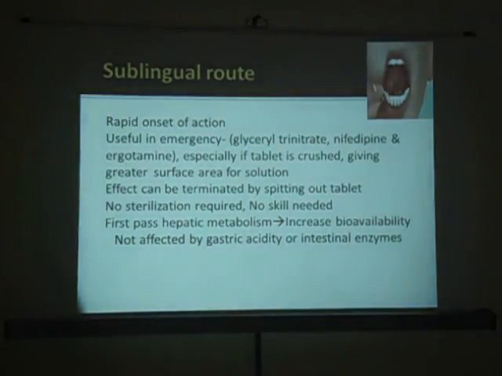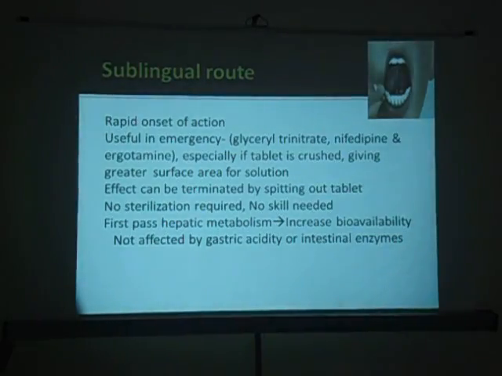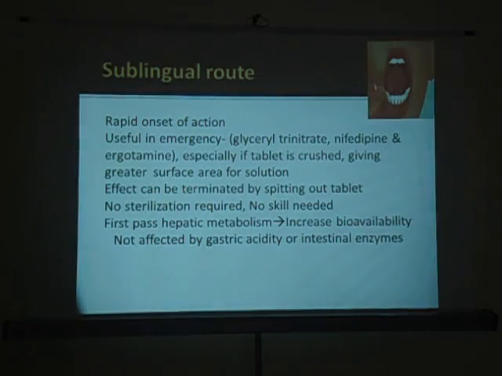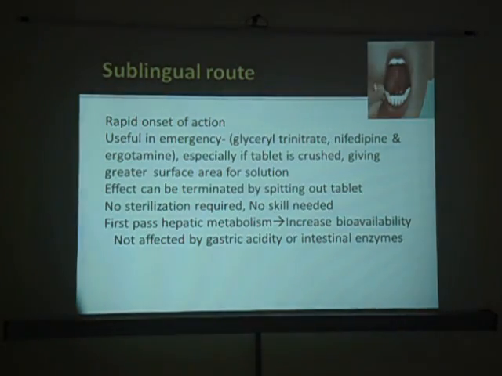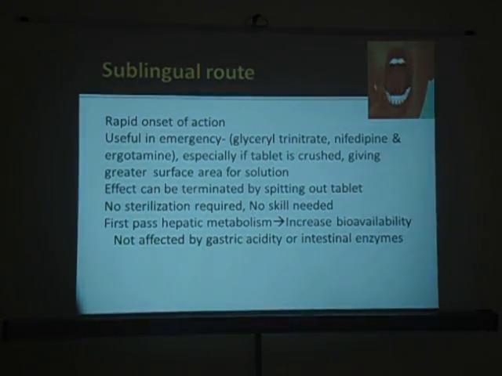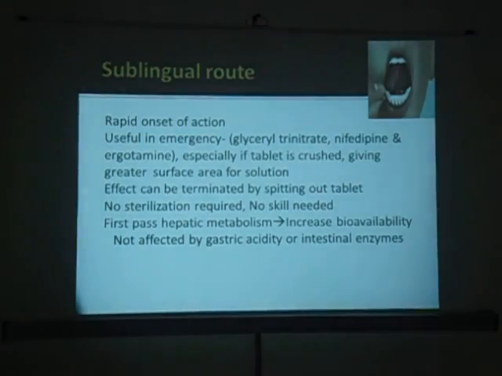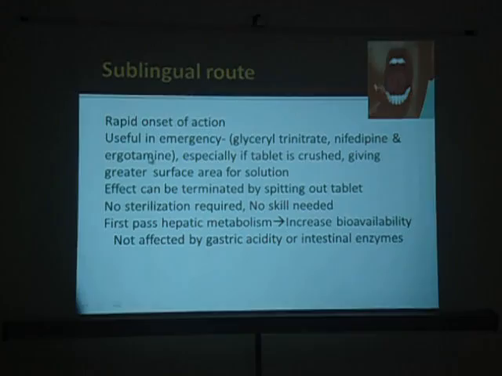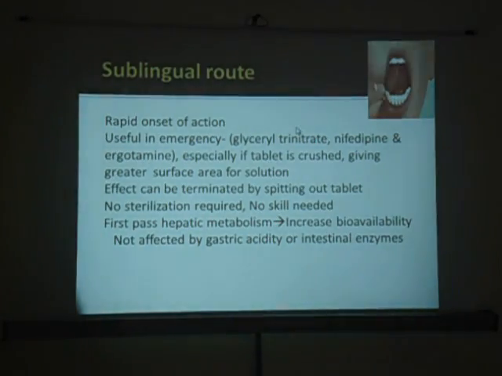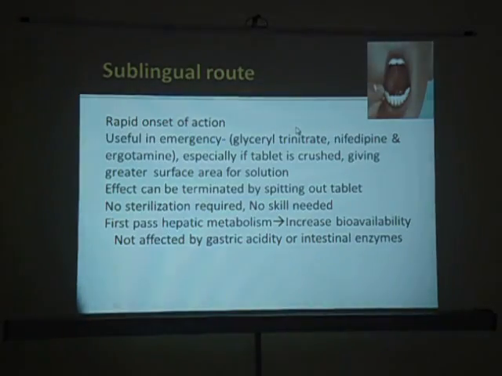So here what is happening? There are sublingual veins which are helping in direct absorption of the drug directly into the systemic circulation, bypassing the first pass metabolism. So it is useful in emergencies, maybe like angina. We use the anti-anginal drugs, that is nitrates, glyceryl trinitrate, nifedipine. Nifedipine is used as an antihypertensive drug. It is a calcium channel blocker, and ergotamine, an ergot alkaloid, is used in cases of migraine. So we have 3 different diseases, emergency conditions, where this sublingual route is helpful.